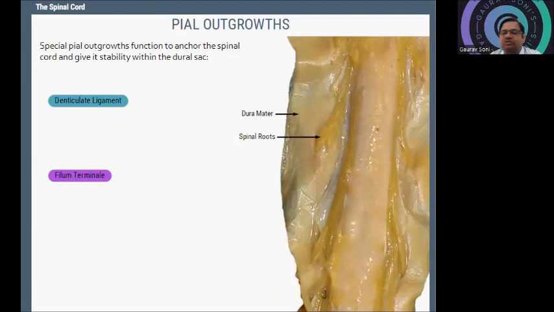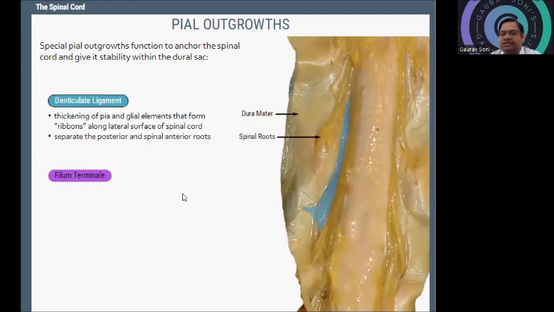Next, talk about some outgrowths, that is pial outgrowths. Special pial outgrowths function to anchor the spinal cord and give it stability within the dural sac. So there are denticulate ligaments, that is thickening of pia and glial elements that form the ribbons along the lateral surface of spinal cord and separate the posterior and anterior roots.